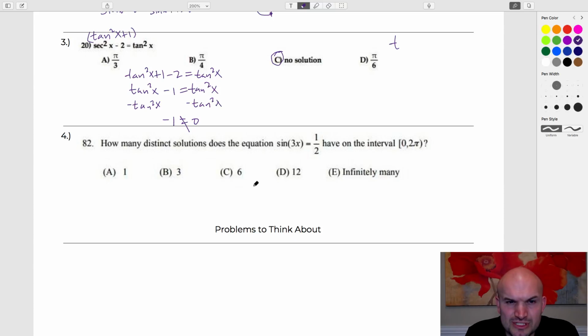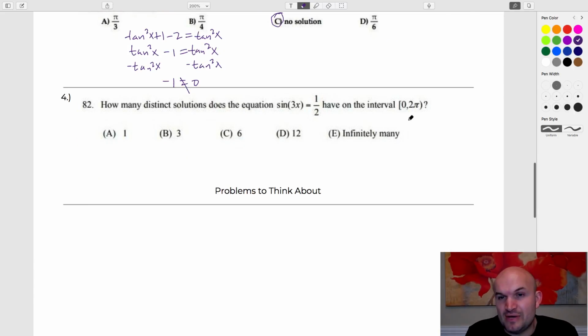All right, last one. How many distinct solutions does the equation sine of 3x equals 1/2 have on the interval 0 to 2 pi? So again, we have an interval to find, so I know it's not going to be infinitely many.